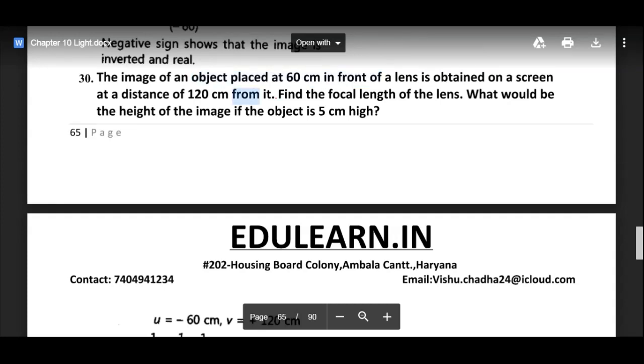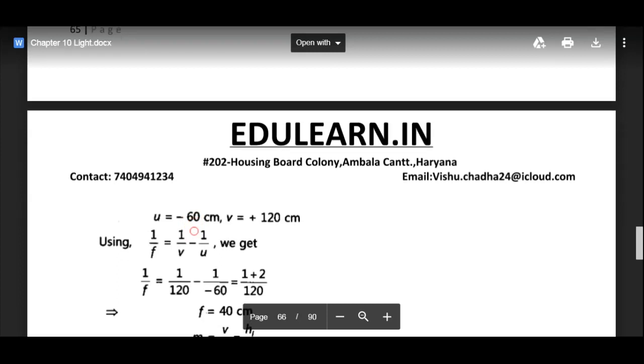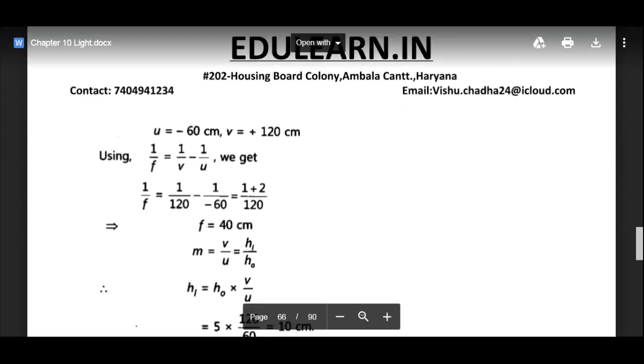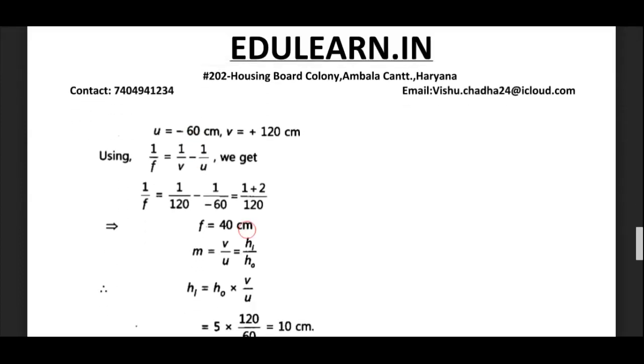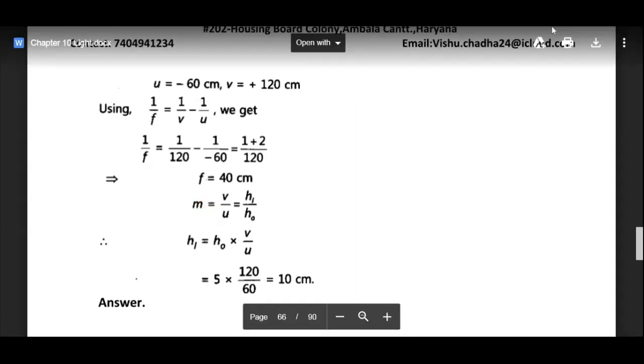Distance of 120 centimeter from it. So v is 120 and u is minus 60. You have to find the focal length. Focal length comes out to be 40 centimeter, and at last they have asked you the height of image. So that is h naught into v upon u according to this formula of magnification. So it comes out to be 10 centimeter.